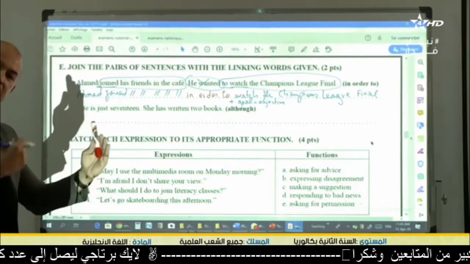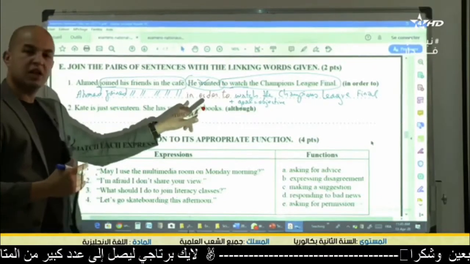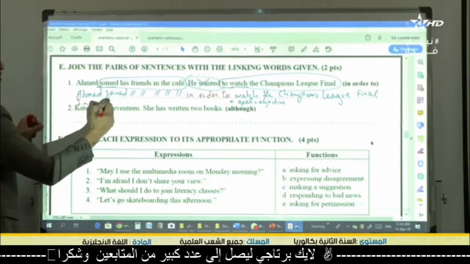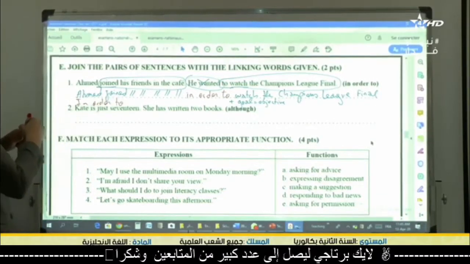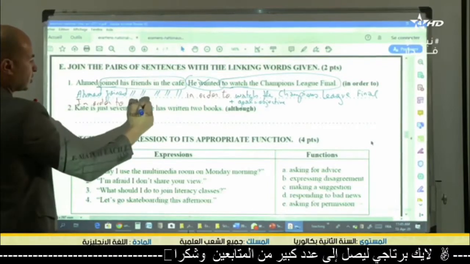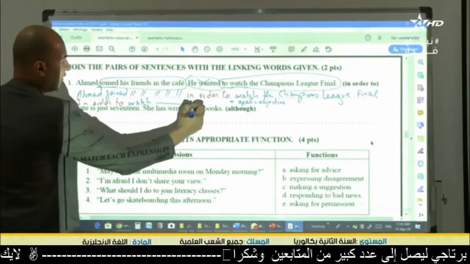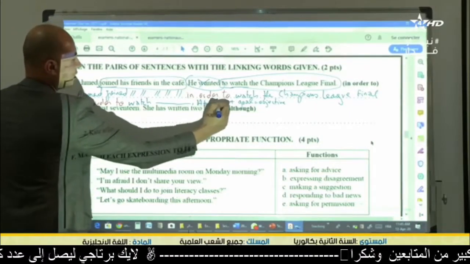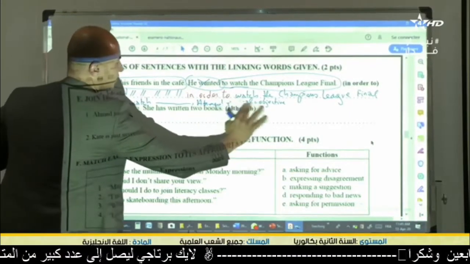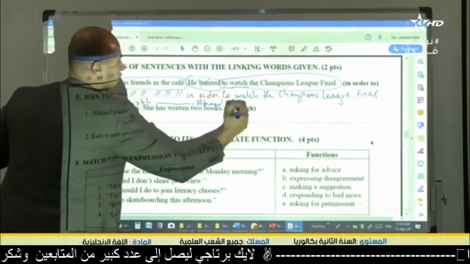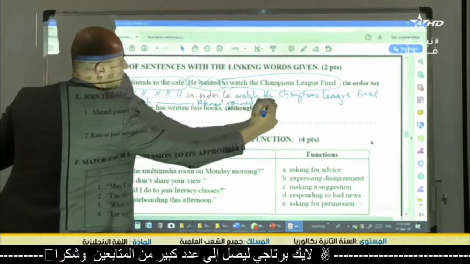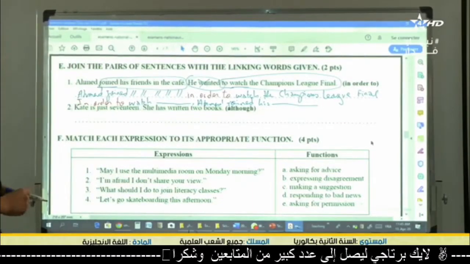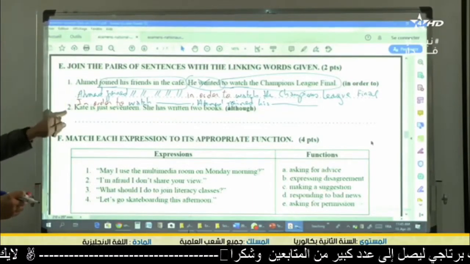We can use the other way around. We can start with the connector, with the linking word. I can say, in order to watch the Champions League final, Ahmed joined, okay? Ahmed joined his friends in the cafe. So there are two orders, no problem. Use this one or this one. Let's go to number two.